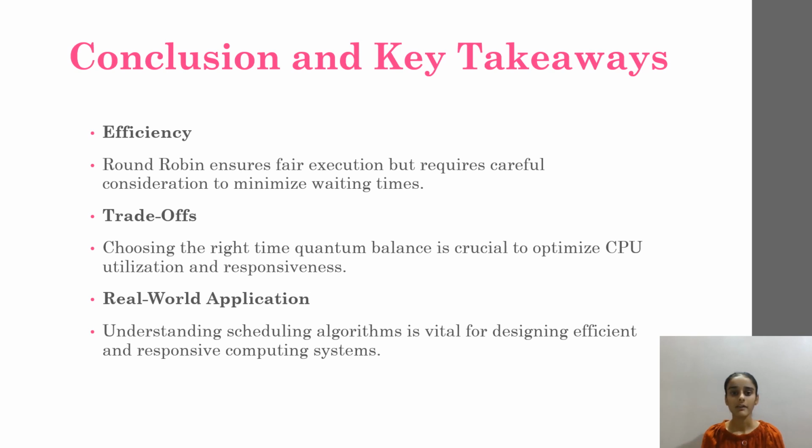Conclusion and key takeaways. Efficiency: round robin ensures fair execution but requires careful consideration to minimize waiting times. Trade-offs: choosing the right quantum balance is crucial to optimize CPU utilization and responsiveness. Real world application: understanding scheduling algorithms is vital for designing efficient and responsive computing systems.